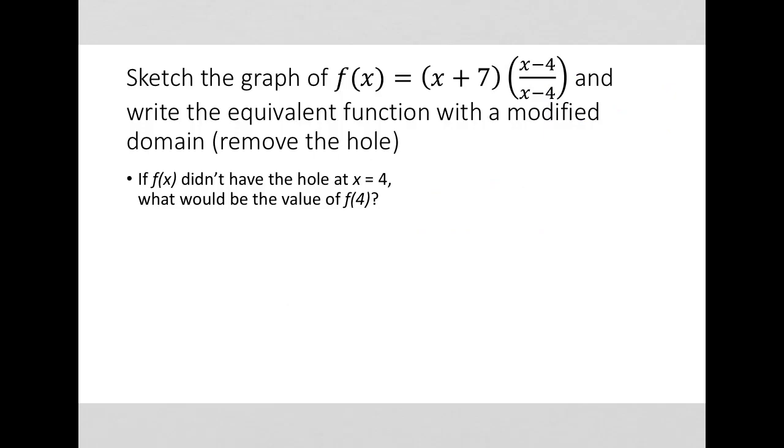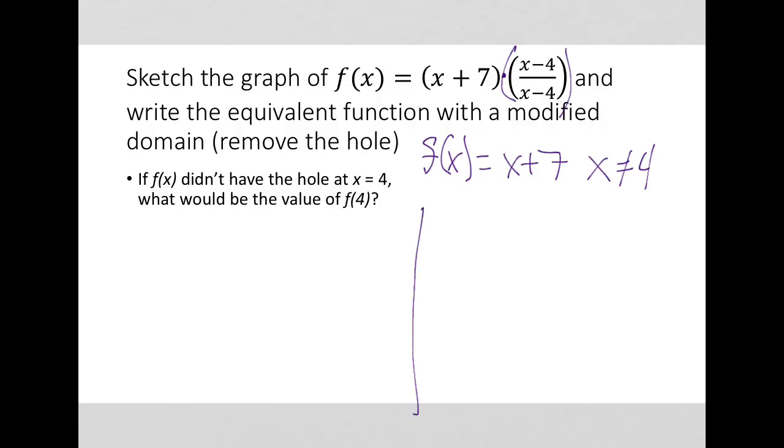Let's sketch this graph and then let's write an equivalent function with a modified domain where we take out the hole. Now this looks kind of silly, because if you look at it, it's just f of x, the function x plus 7, the linear function, except if you think about this second factor here, x minus 4 over x minus 4, that is essentially just creating a hole at x is 4. So we're going to modify this and say x cannot be 4.